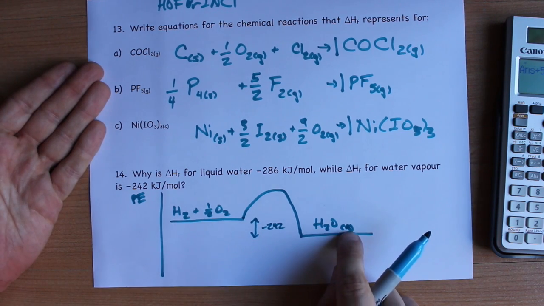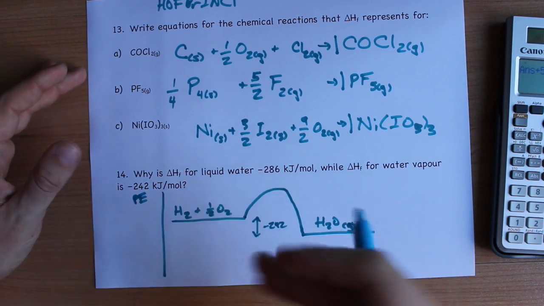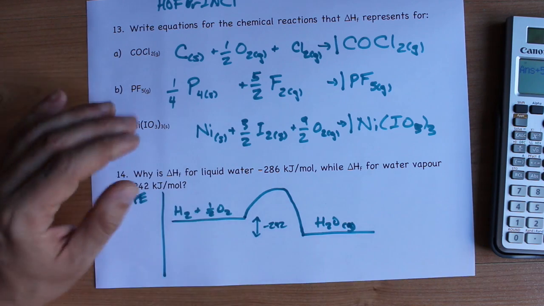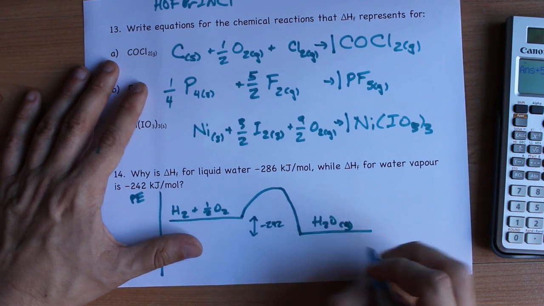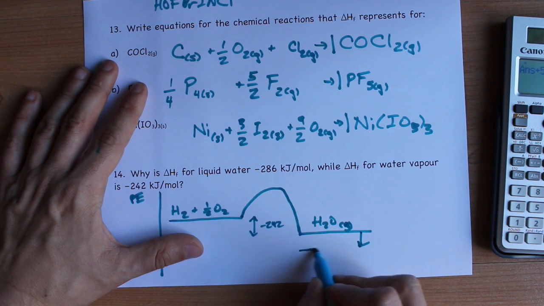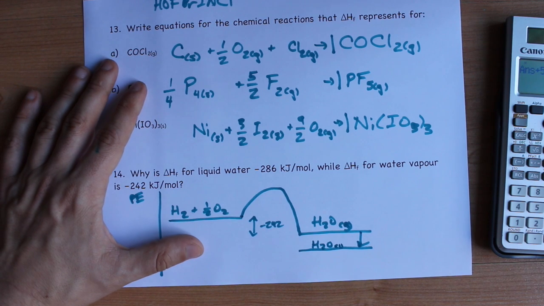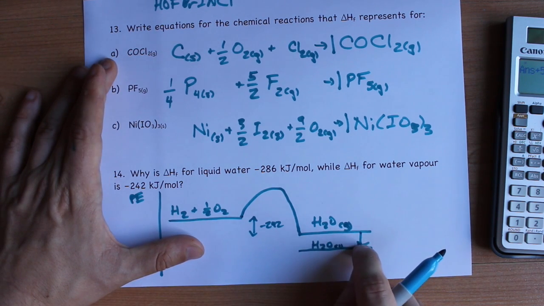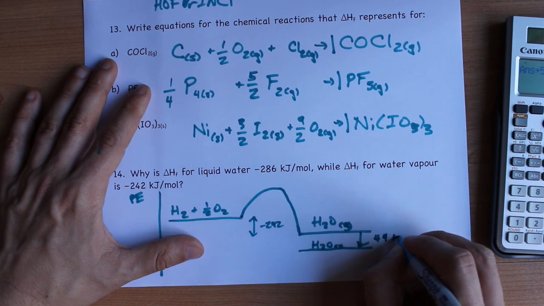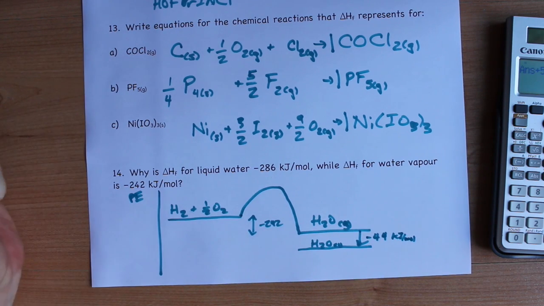But liquid water is cooler than gaseous water because you cool off steam to get the liquid, or you boil the water to get the gas. And so to get from H2O gas to H2O liquid, you have to go down in energy even farther. It has to release extra energy, and it gives you H2O water. That difference is about 44 kilojoules per mole, and it's also a release of energy.